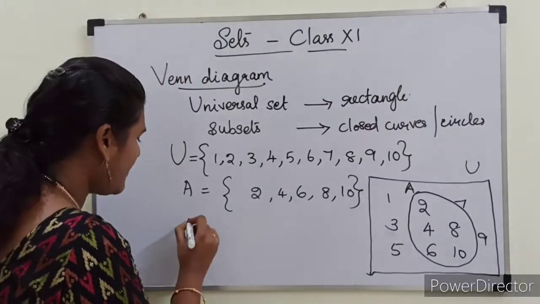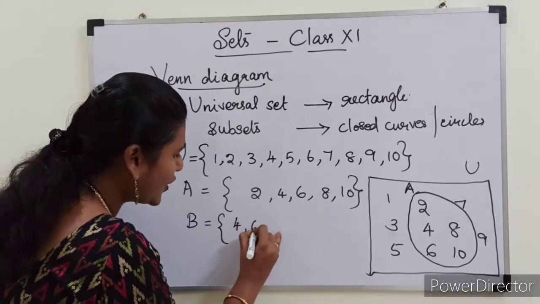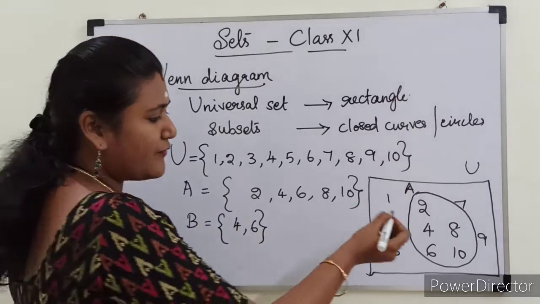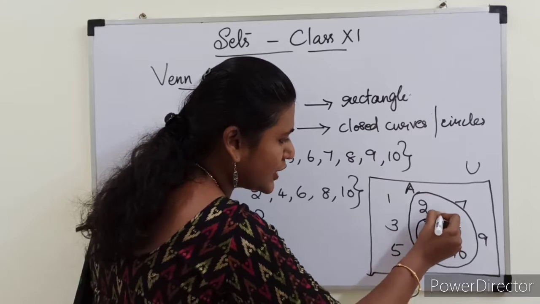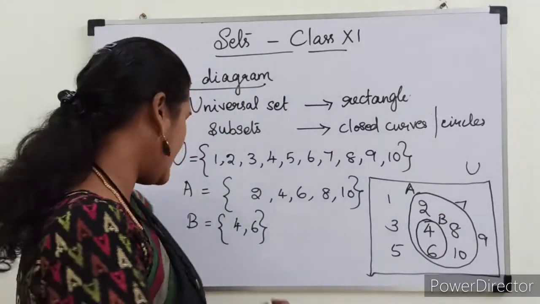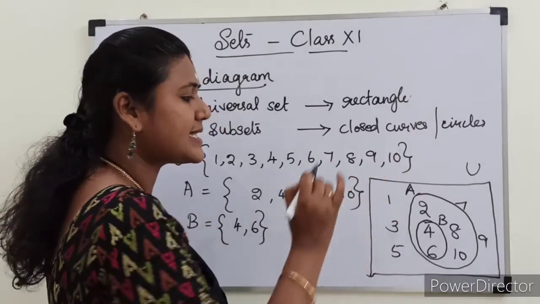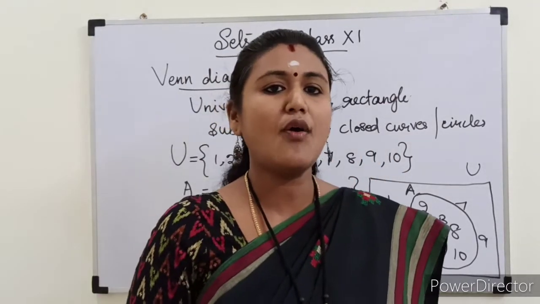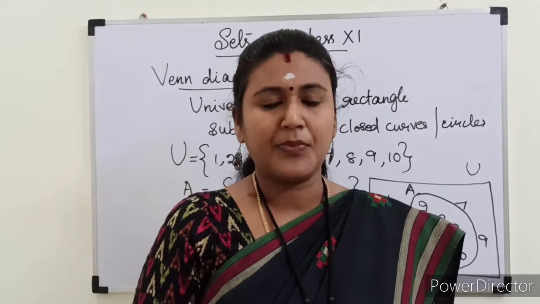Another set, if I am writing one more set B, example, B is equal to 4, 6. Then again, if you see B is 4, 6, we will denote this as set B. Actually B is a subset of A, so this set B will be inside A. So this is how we have to represent sets in a Venn diagram.